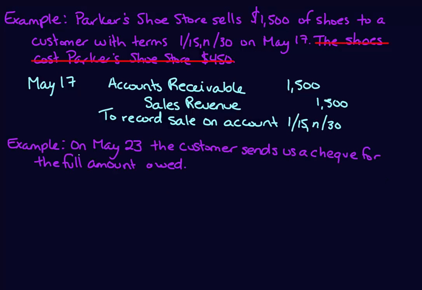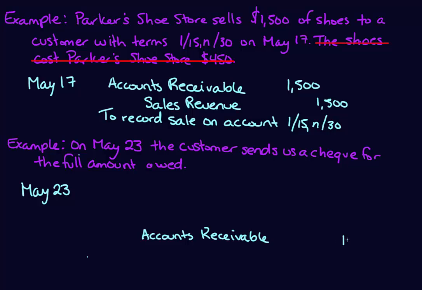Then on May 23rd, the customer sends us a check for the full amount that they owe us. At this point in time, we ask ourselves, is this customer within the discount period? The answer is yes, they're paying within that 15 days. Because of this, they get to take advantage of the discount for paying quickly. The journal entry for this transaction is going to look exactly the same as it did under the perpetual method.